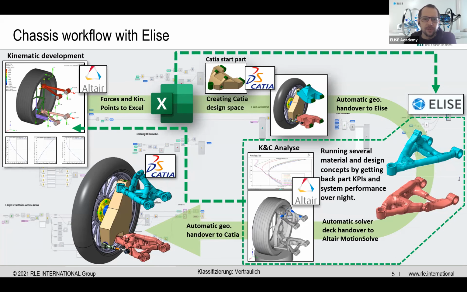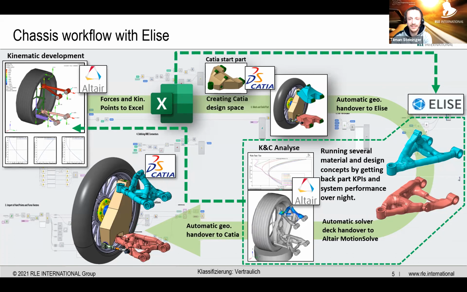At this point, Tilman, what were the unique software features in Elise? Because here we see Altair, CATIA, jumping back and forth. And what were the unique software features you liked most in the Elise process, which are unique?